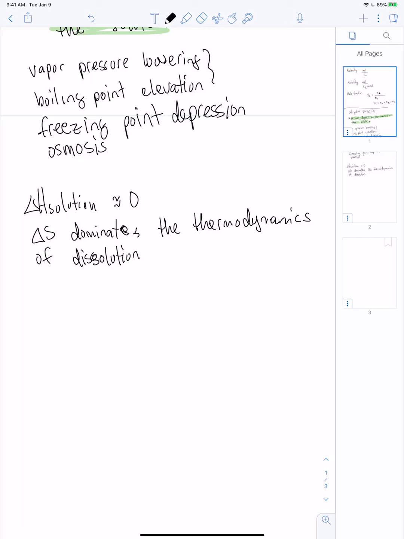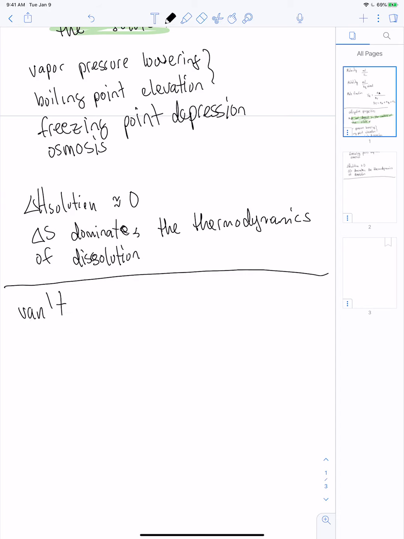So before we get into looking at how these things change, like how the boiling point or the mathematical relationships and such, let's quickly go through what the Van Hoff factor is.